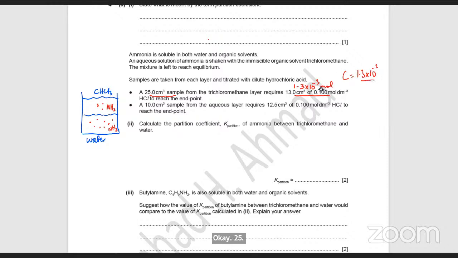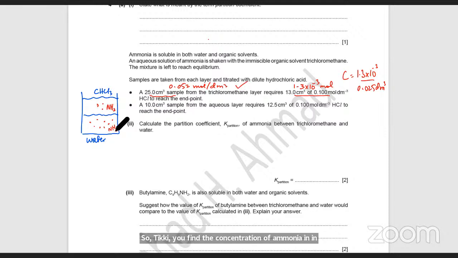But in how much volume? 25 cm³, so that's 0.025 dm³. So tell me what answer you get. 0.052. How much? 0.052 mole per dm³, right? Yeah, it's in dm³. So you find the concentration of ammonia in the trichloromethane layer.